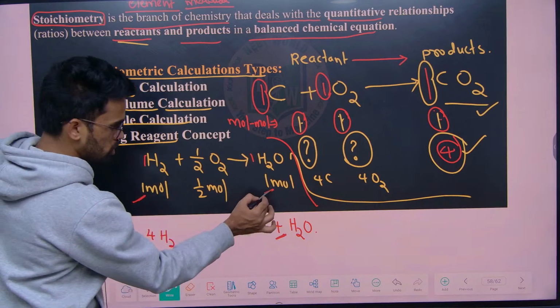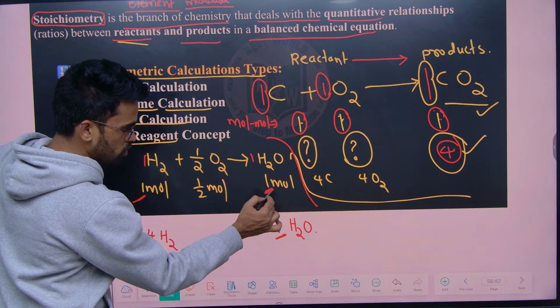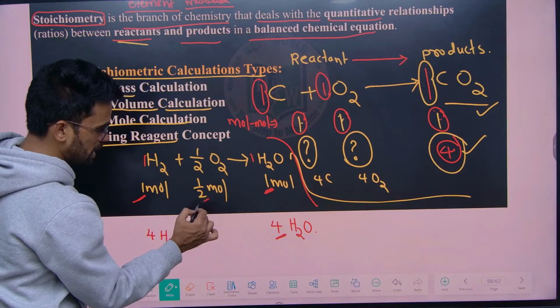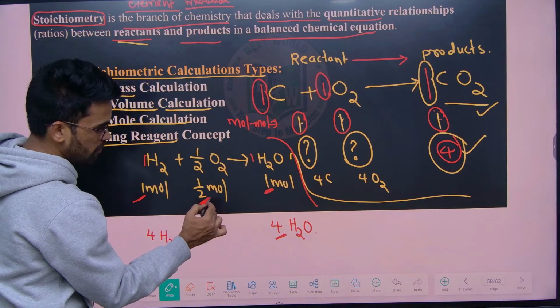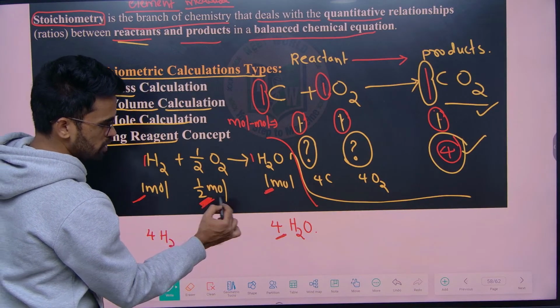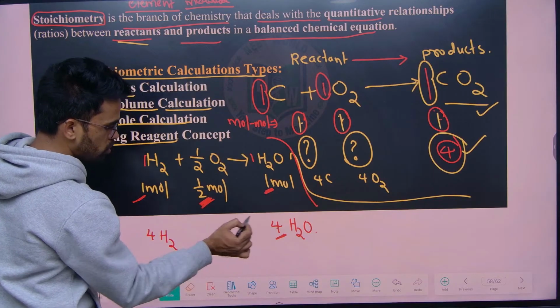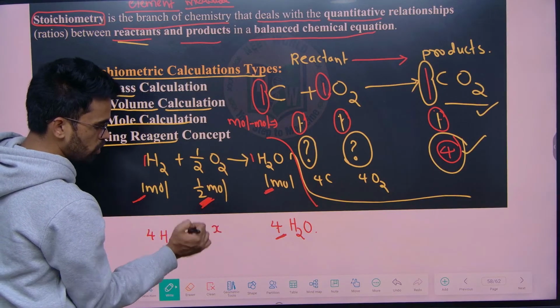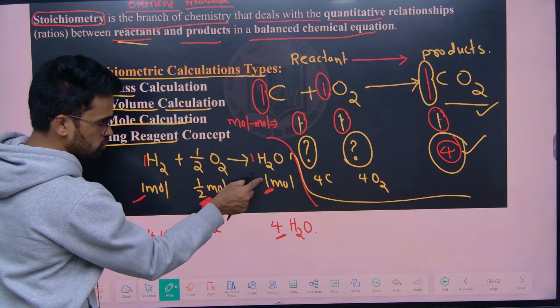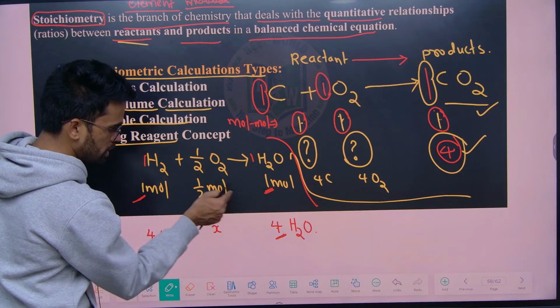Okay, see, for production of 1 mole of water, we require half a mole. What do we require? Half a mole of O2. So for production of 4 moles, we are going to require X. So how can you find this X? X into 1 equals 4 into 1 by 2.